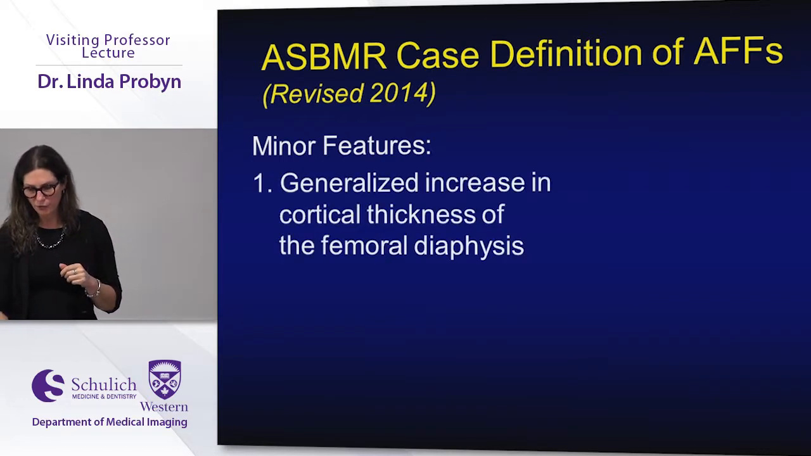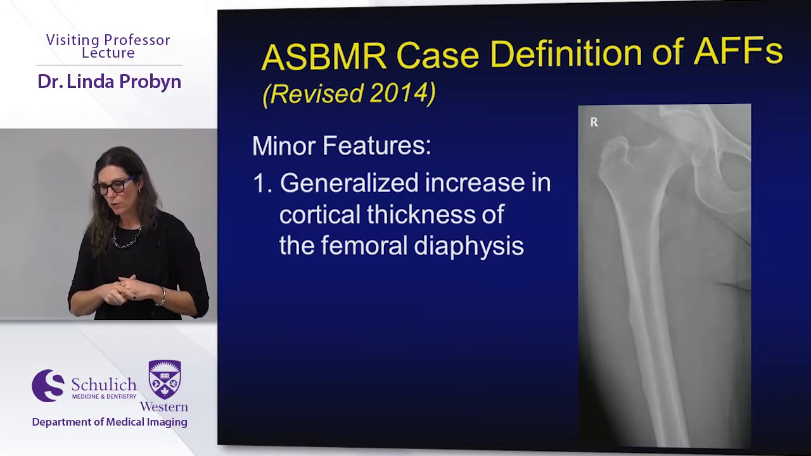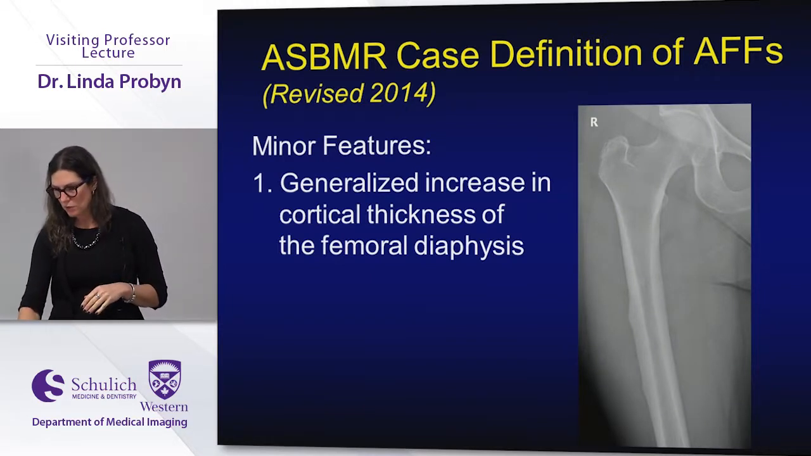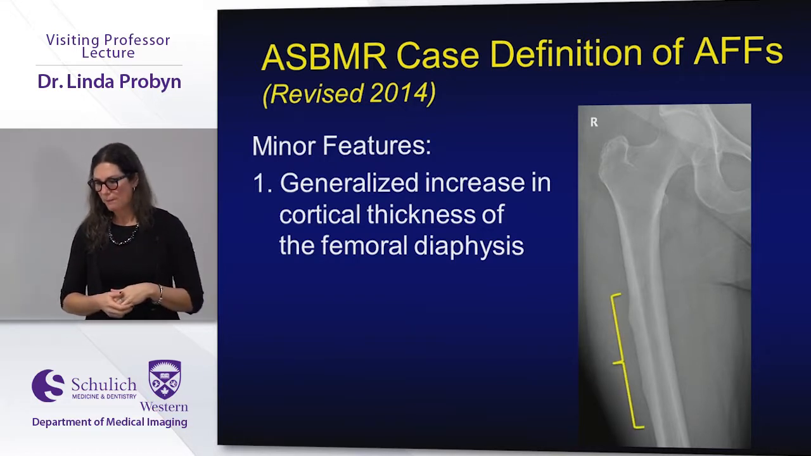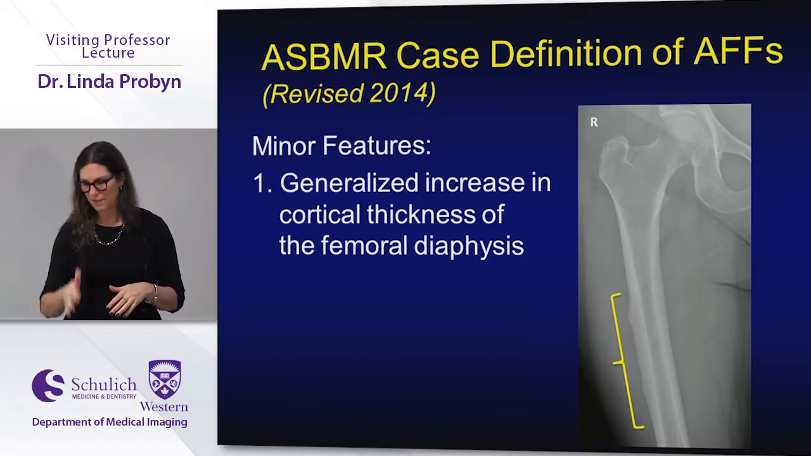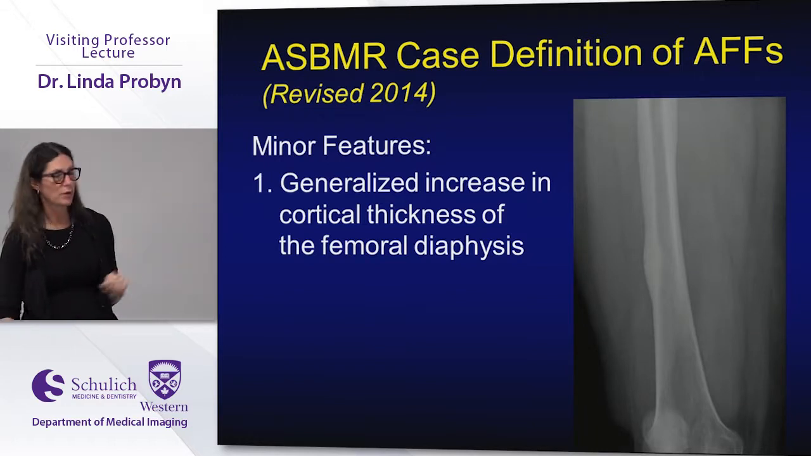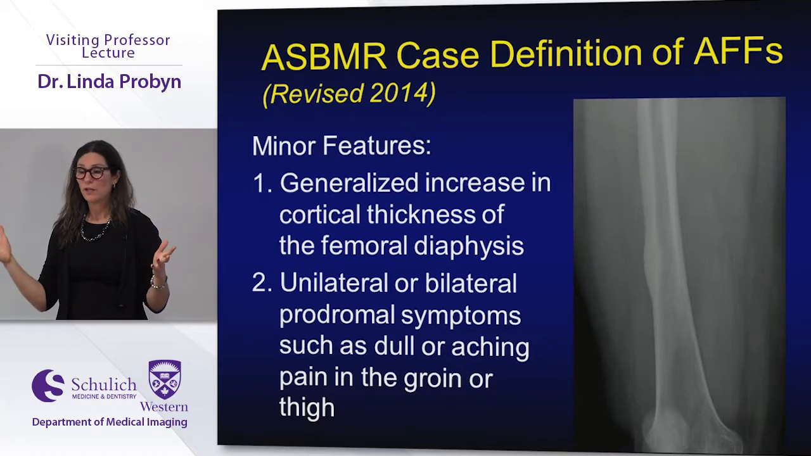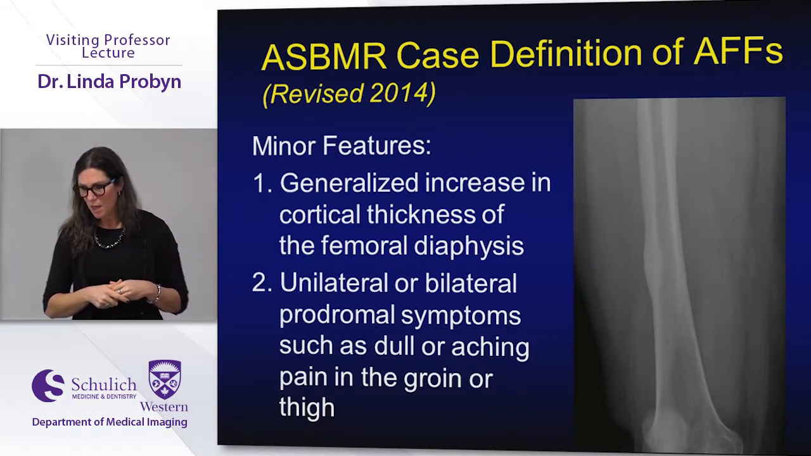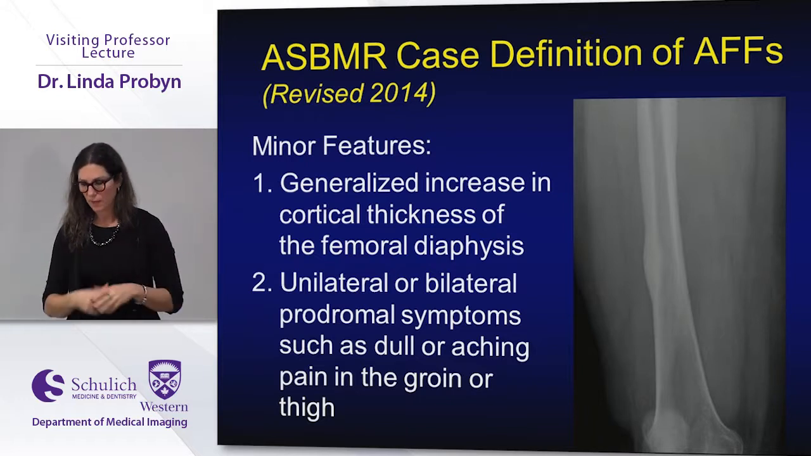Now there's also some minor features, and here's one, which is generalized increase in cortical thickness of the femoral diaphysis. So you can look here and you see there's just this sort of length of the cortex that's thickened, and it often is sort of undulating as it's thickened. Here's just another example there of just some diffuse sort of cortical thickening there. So if you were to see that, you would definitely raise the clinical question, is this patient on bisphosphonates? They present with unilateral or bilateral prodromal symptoms, such as a dull or aching pain in the groin or thigh. Minor feature.